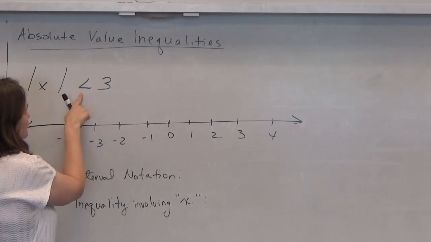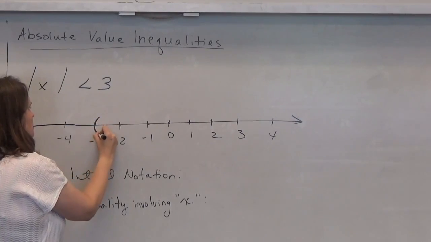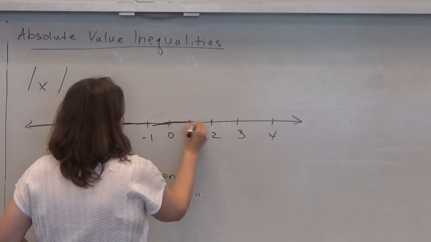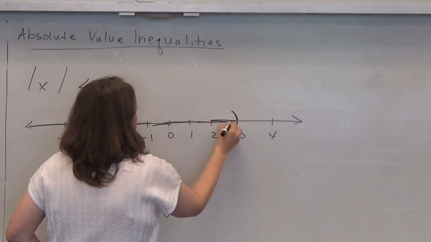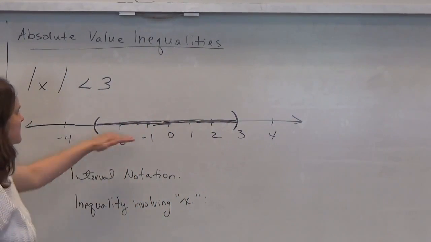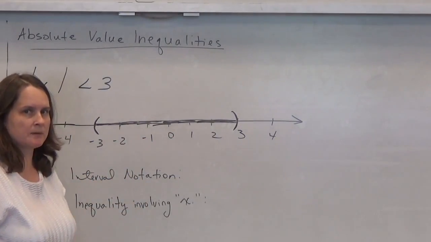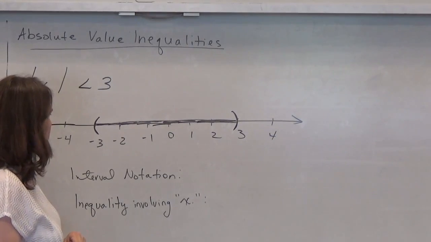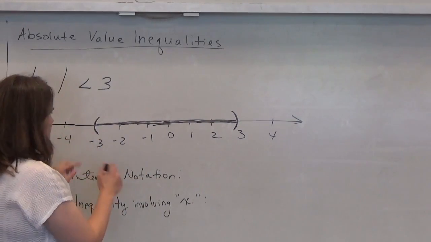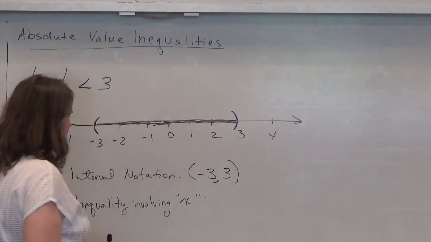Because this is a strict inequality, it does not include equals, we would use round parentheses to show that all of the solutions are going to fall between -3 and +3. How do I write this in interval notation? All right, make sure you're filling this in your notes, because that's something that I'll be checking for. How do you fill this space in? In interval notation, you're going to write this as parentheses, -3, comma, +3, close parentheses.